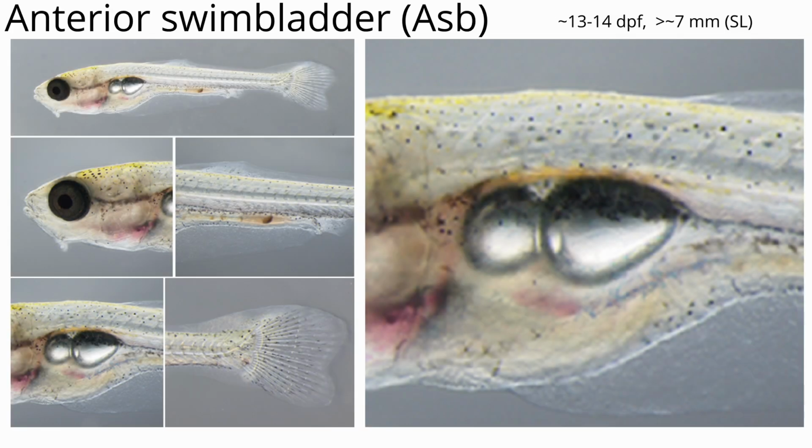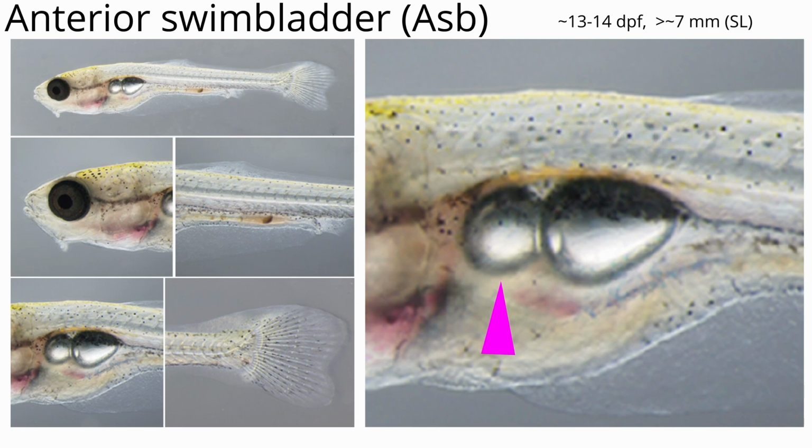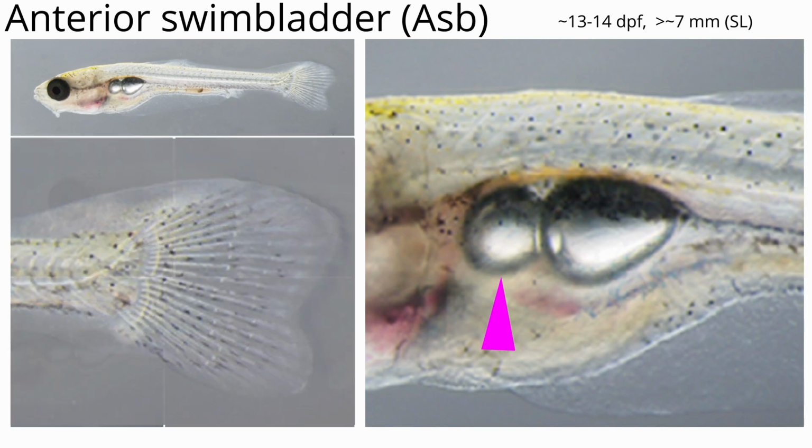Anterior swim bladder stage. When the growth progresses a little further from the previous stage, the anterior swim bladder appears. Because of this feature, this stage is called the anterior swim bladder stage. About 13 to 14 days after fertilization, the total length increases to a little more than 7 mm. The timing of the fork-like caudal fin appearing and the anterior swim bladder appearing is almost the same. However, from our observations, we have confirmed that the order of appearance of these staging indexes is not reversed.